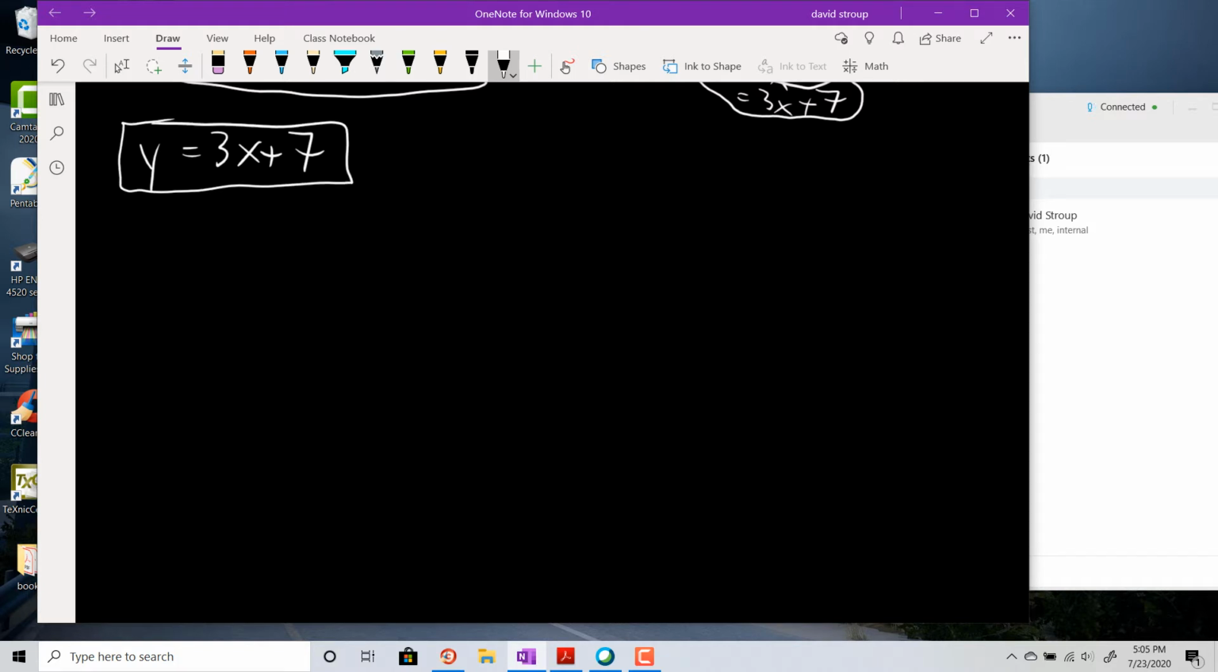So I'm going to move the y to the other side, move the 7 on to the other side, and you get 3x minus y equals negative 7. Okay, so I got that equation, and I claim that you could study this equation by just looking at the other side being 0, right? So how would that work?